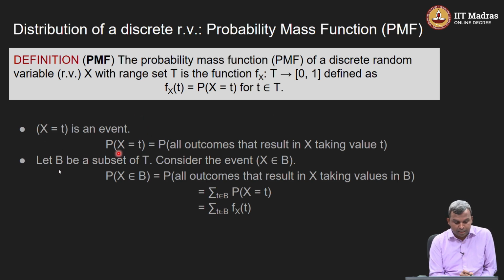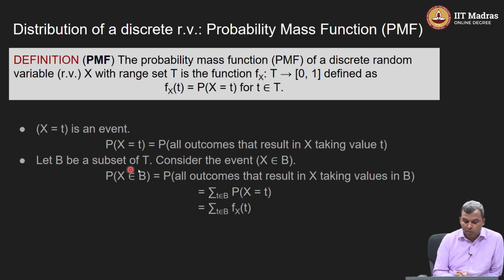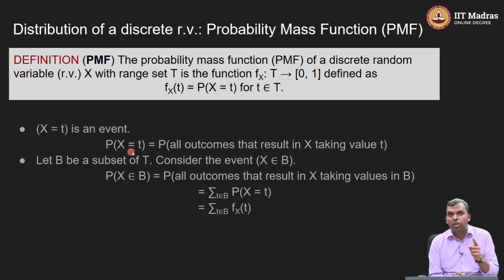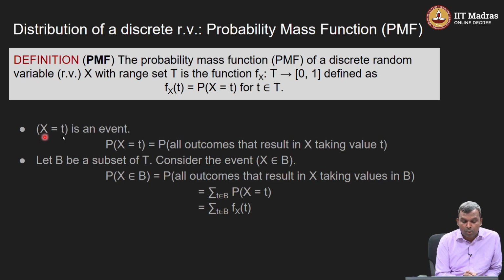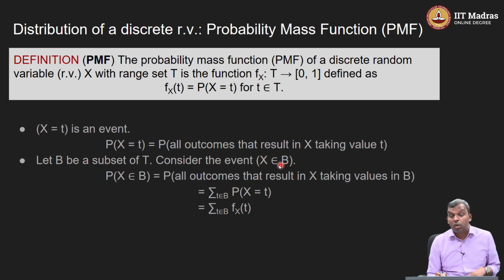Notice this other subtle little point, which is also very important. Let us take a subset of the range set T, instead of taking a single value in the range set T. Instead of taking small t as a single value in capital T, I am going to take an entire subset of T. And then instead of just looking at the event X equals t, I can look at the slightly more complicated event where X belongs to this subset B. It turns out that using the PMF, you can find the probability of X belonging to B. You do not need anything more.